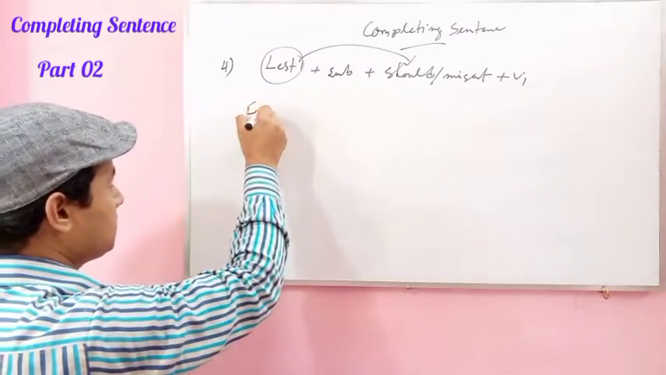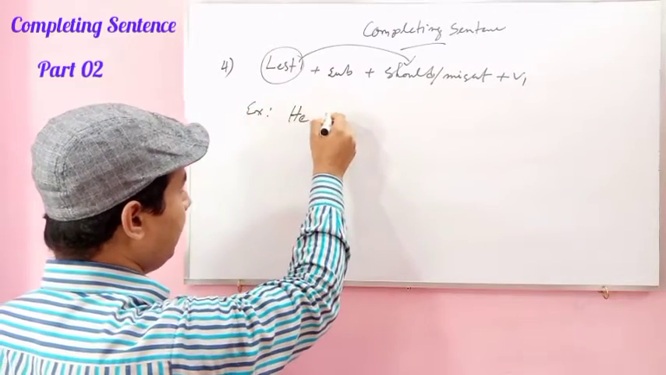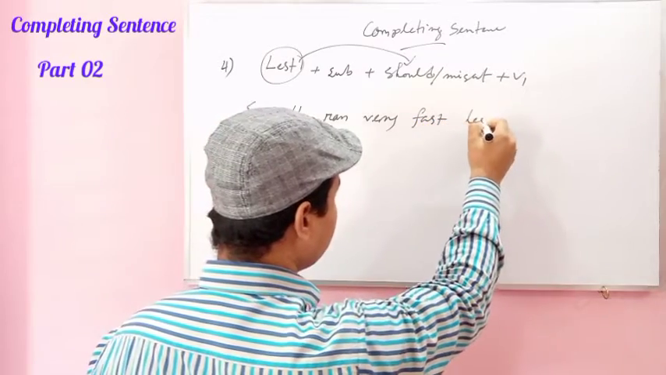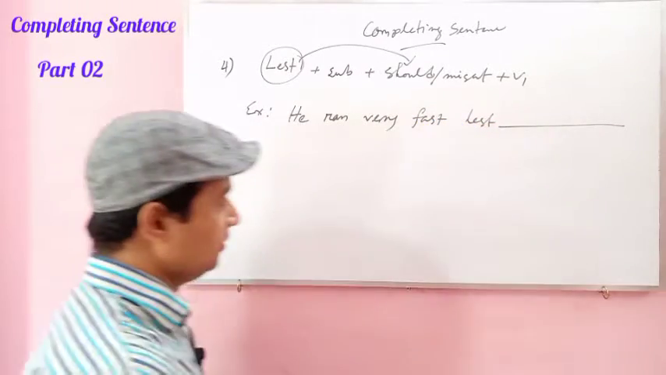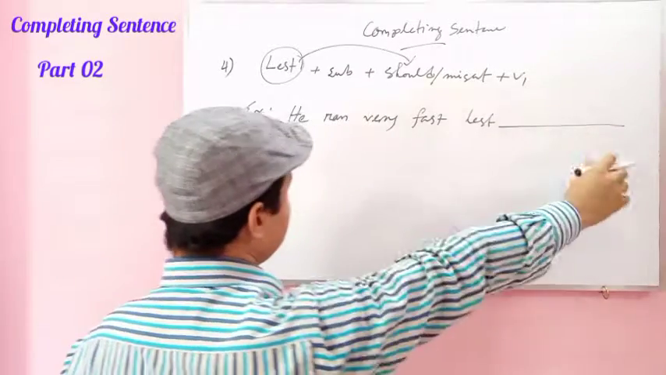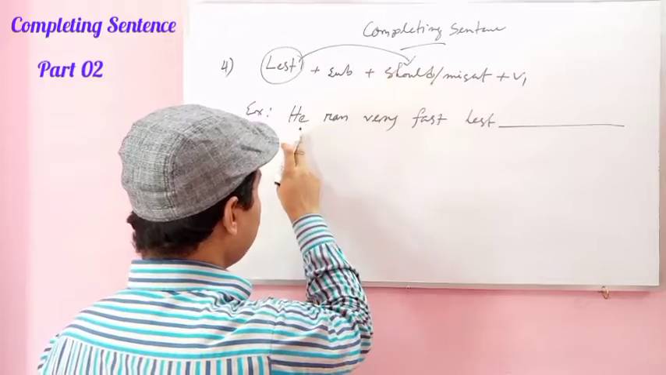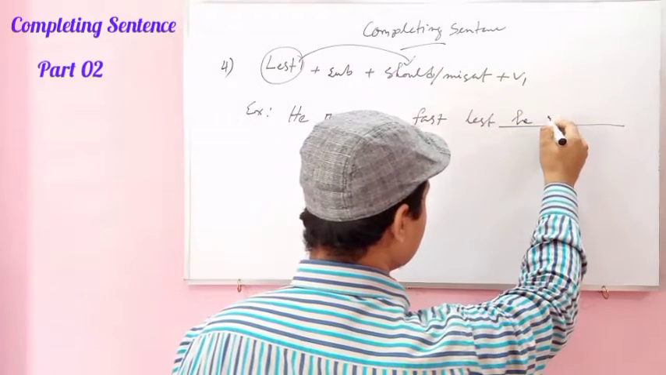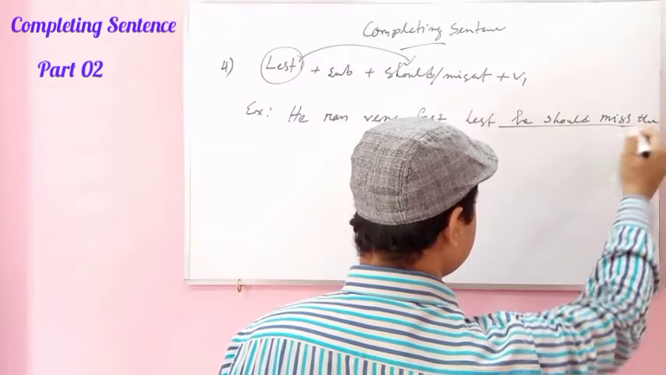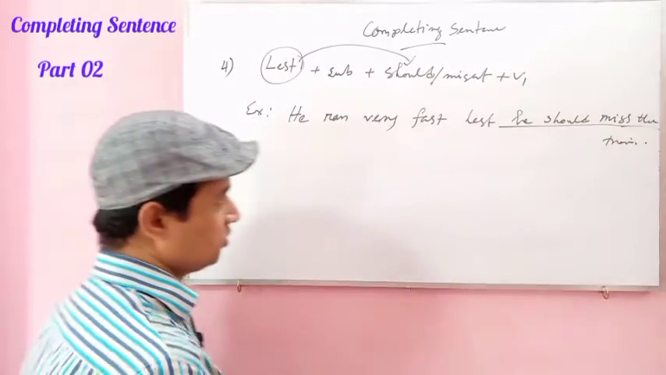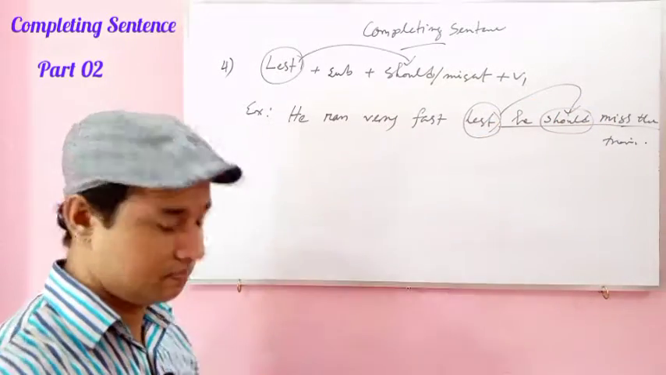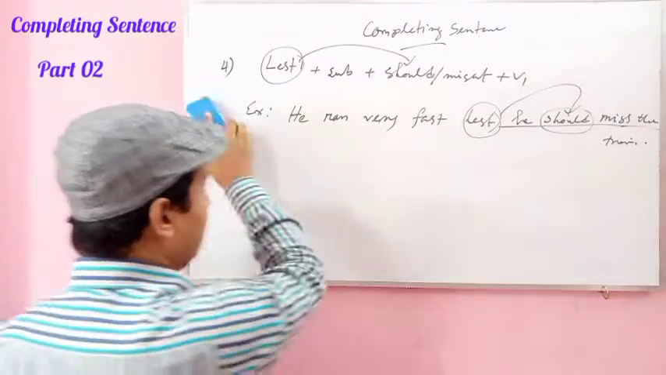Okay, the example is: He ran very fast, lest. You will give should after the subject. He ran very fast lest he should or might miss the train. So when you find lest, you will give should or might after the subject. This is the technique.